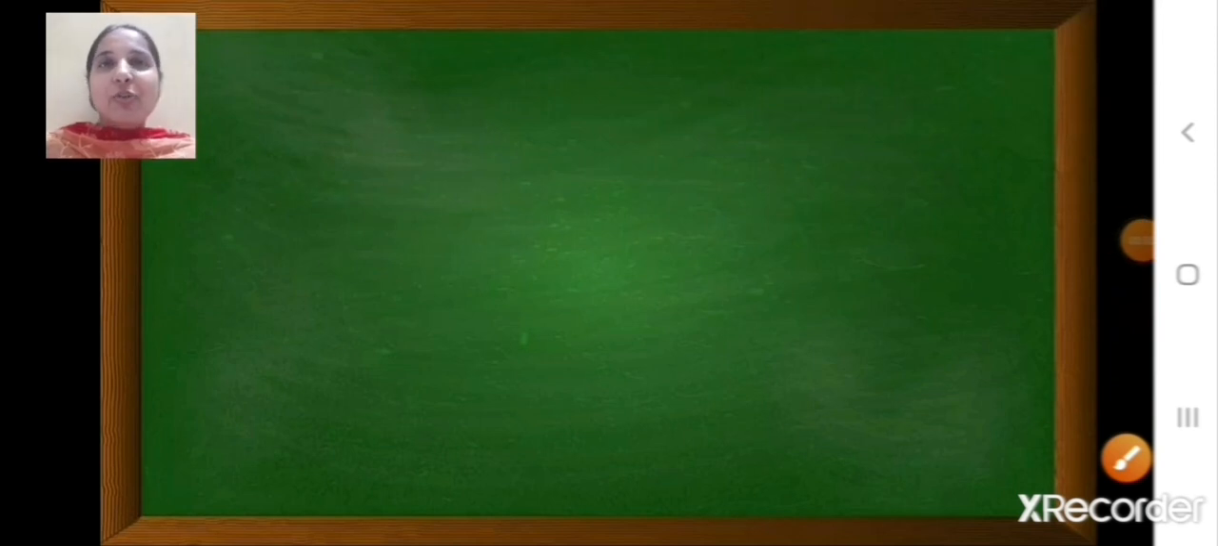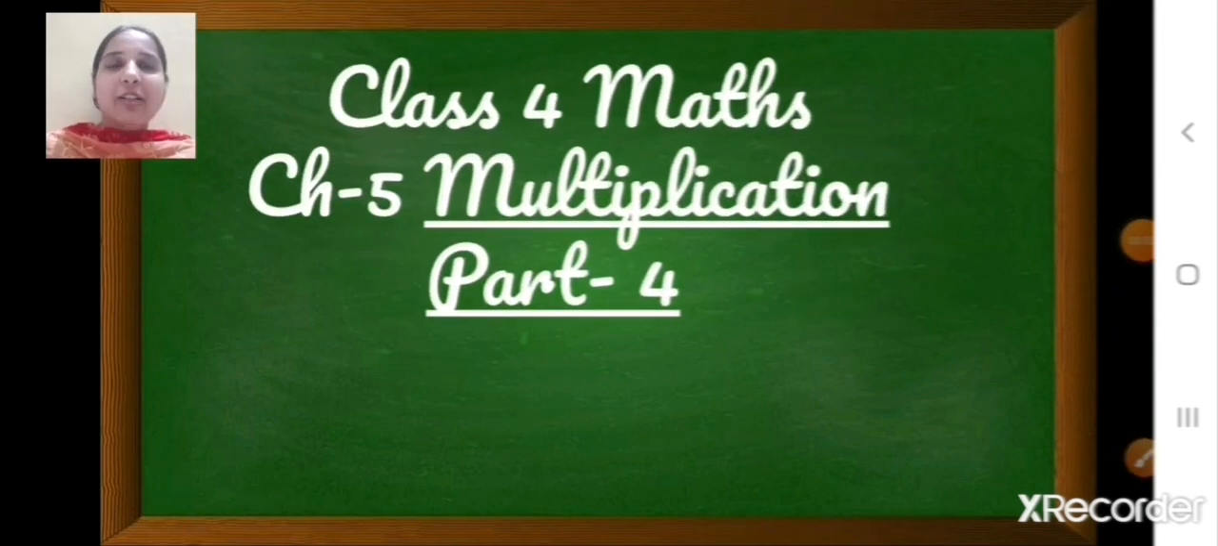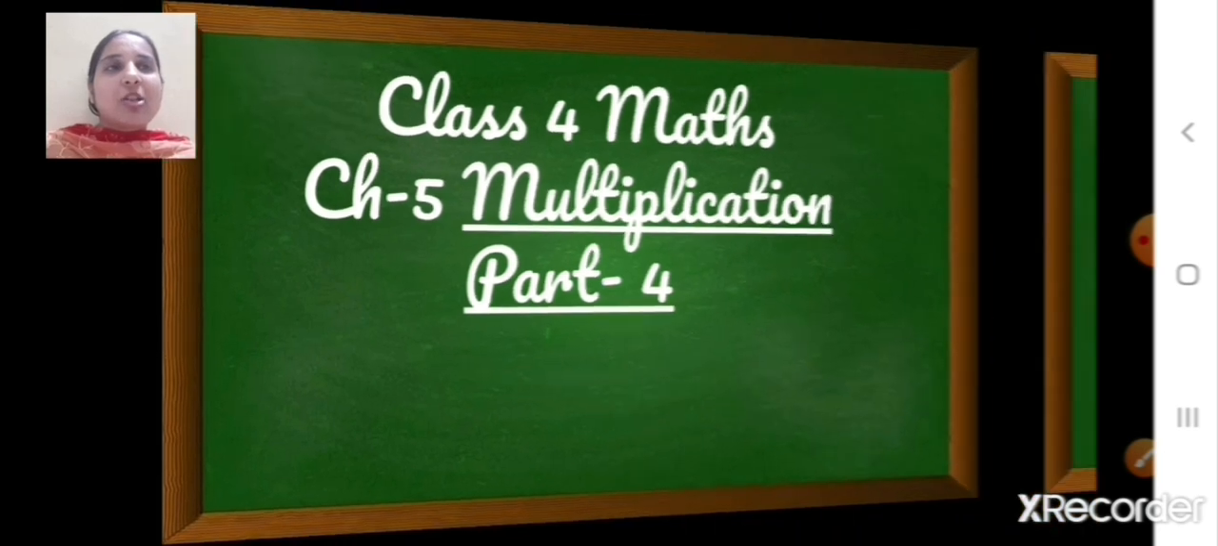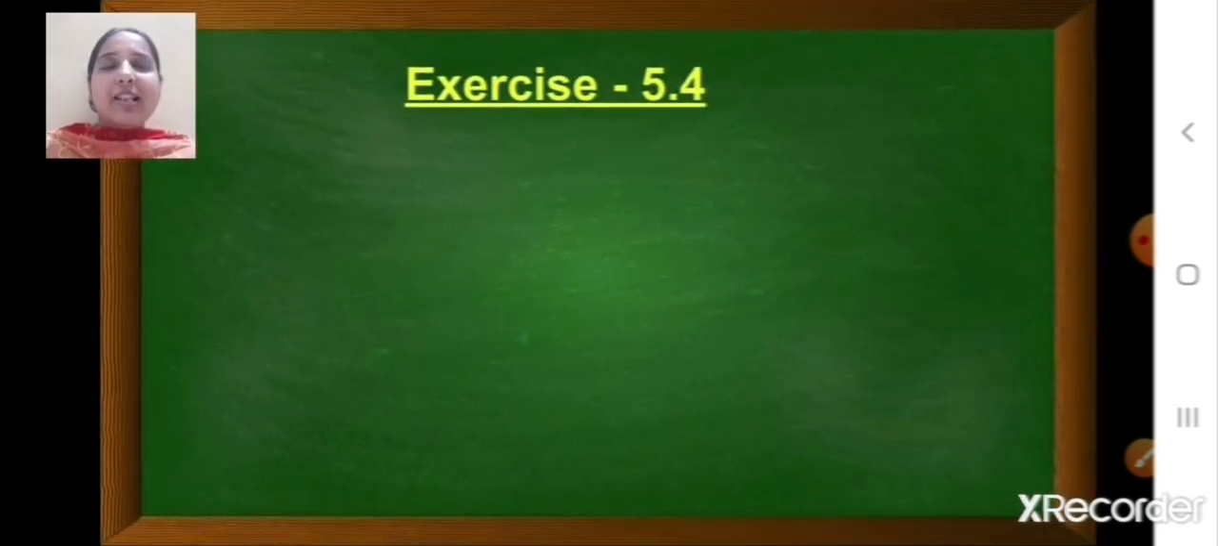So let's continue chapter number 5, that is multiplication. So children, in today's exercise, we will see the multiplication by a one-digit number. So let's start the exercise. Today we'll see exercise 5.4. So let's see question number 1.